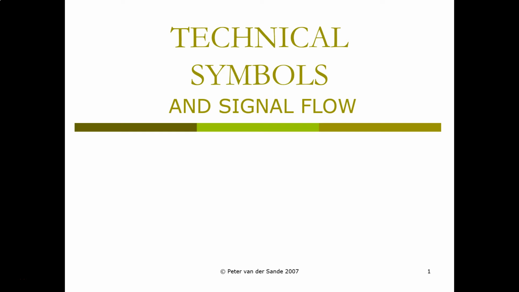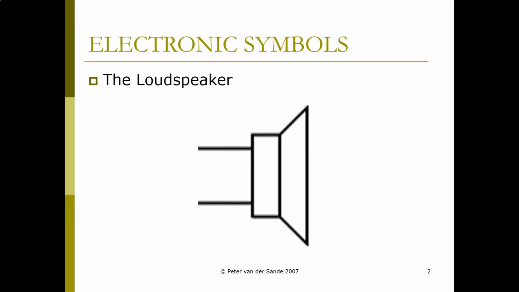This video will function as a review of technical or schematic symbols and will add the concept of signal flow that we just reviewed in the previous video on mixing consoles. To begin with, this is the symbol for a loudspeaker. A loudspeaker is an inductive device with a coil that creates a magnetic field in the presence of a magnet that moves a cone in and out to convert electrical energy to audio energy or sound.